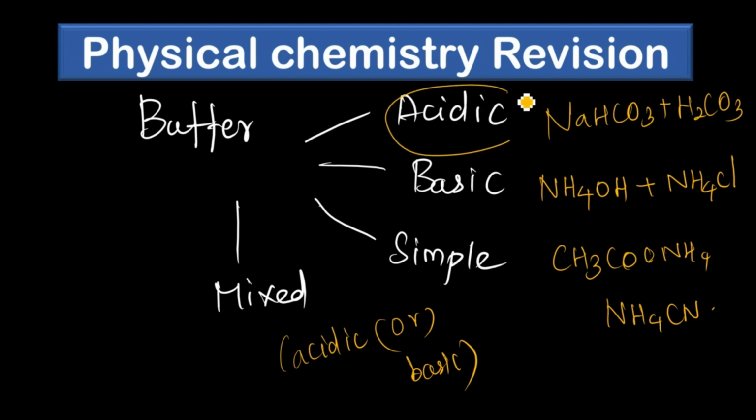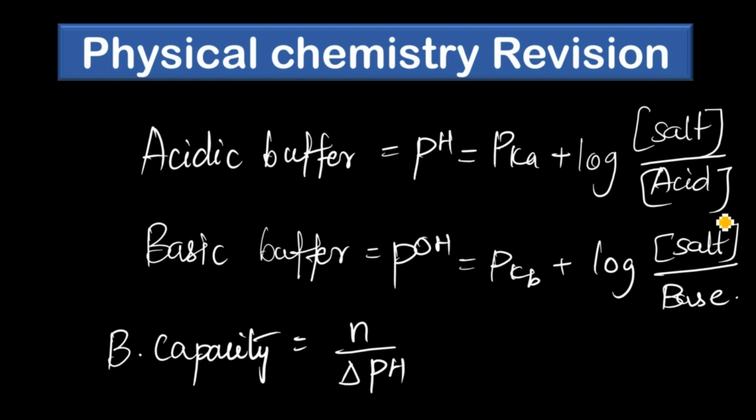So mostly they will concentrate on acidic and basic, because the question can be asked from numericals also. These two are the important formulas to find out acidic and basic buffer pH. Sometimes they will give you basic buffer values and ask for pH. Then we know that pH plus pOH is equal to 14. So subtract it from 14 and find out the pH.